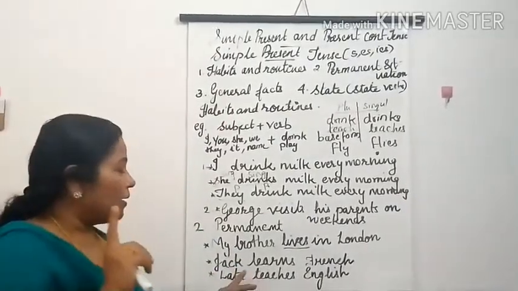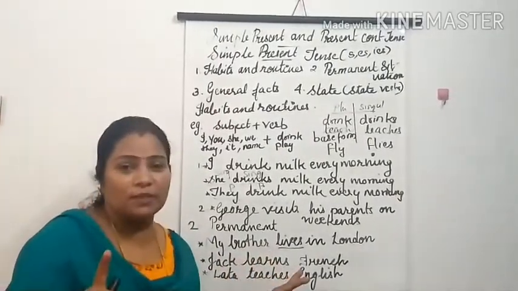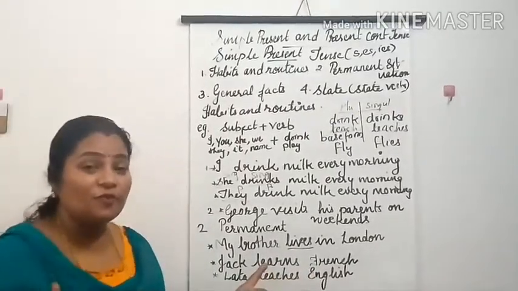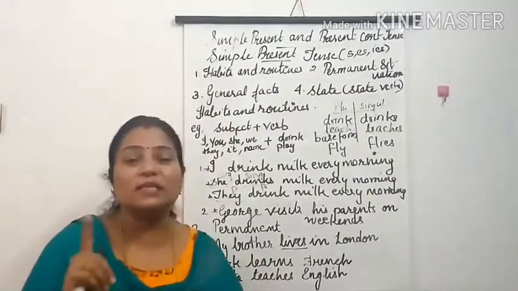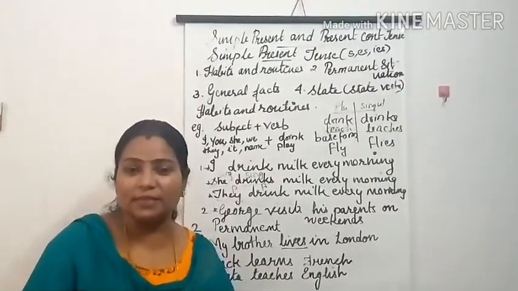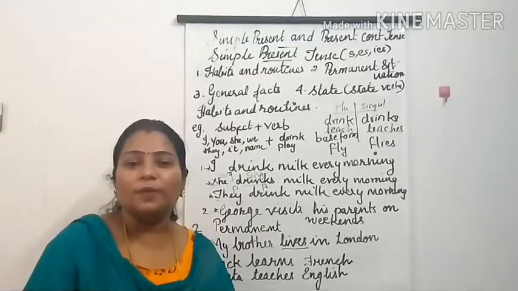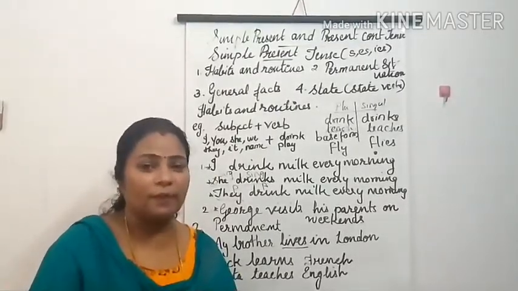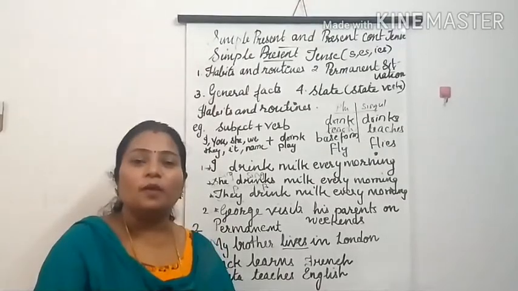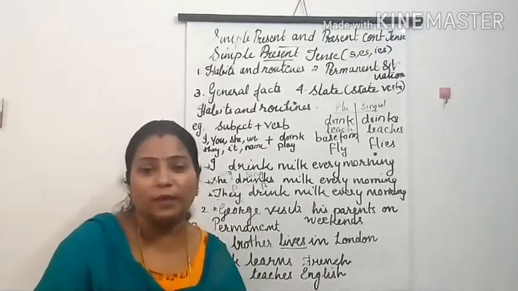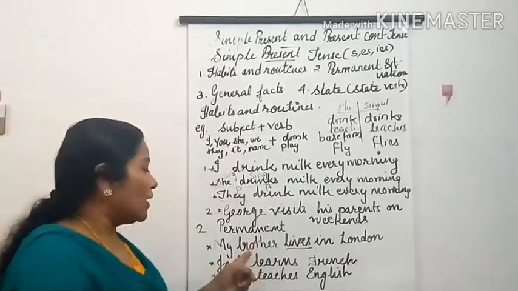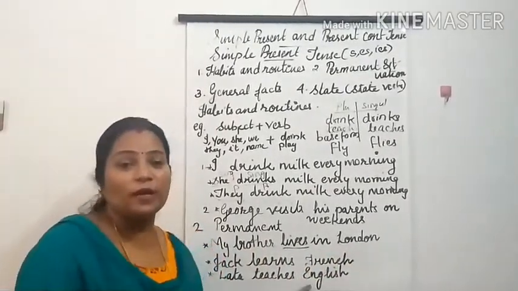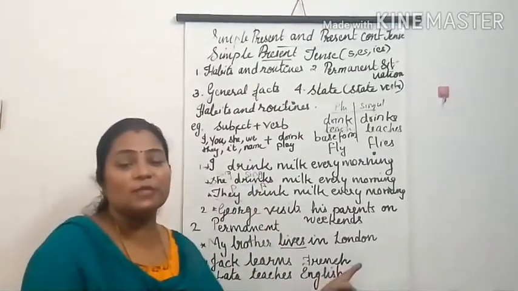Here it is in the form of simple present tense. But if you say, my brother is living in London, the meaning changes. It shows that he is going to live there only temporarily. That means he can go away from there after some time. Whereas in this case, here we are talking about a permanent situation. That is why we use simple present tense in the permanent situation.